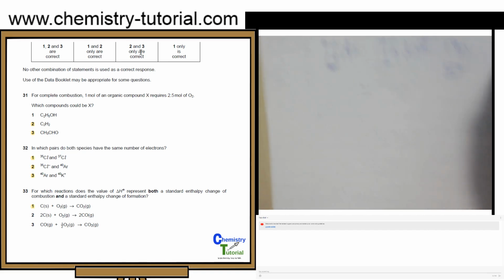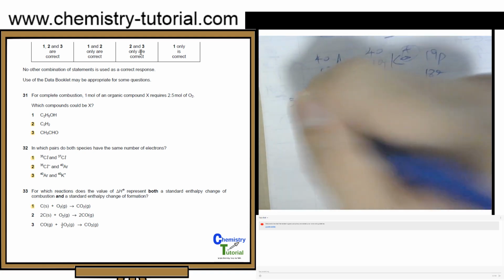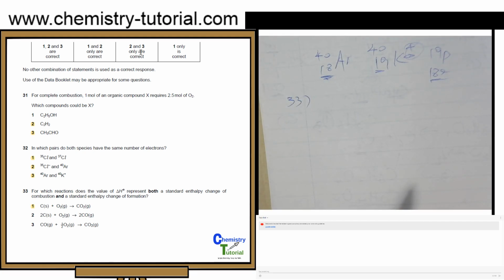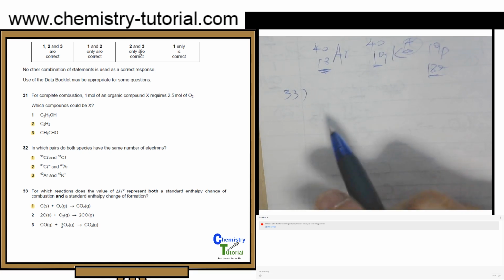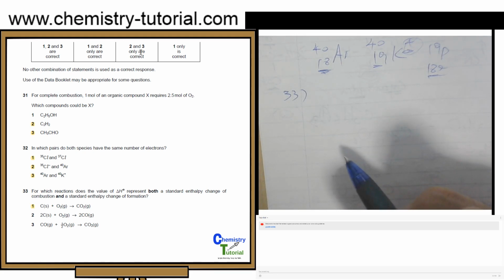Now for question 33, the only correct answer for question 33: for which reactions does the value of standard enthalpy change, delta H, represent both a standard enthalpy change of combustion and a standard enthalpy change of formation? Now only option 1 is correct, because for option 1, we can consider this as the standard enthalpy change of combustion of carbon, because combustion of carbon means you combust 1 mole of carbon in the presence of excess oxygen to form CO2.